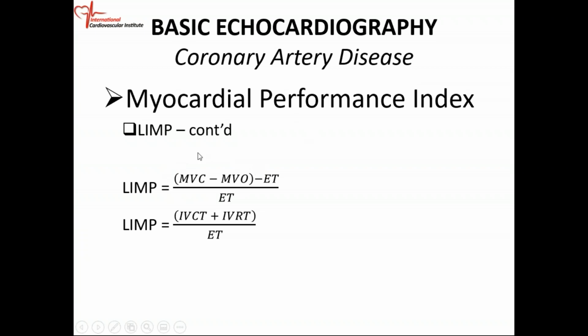So the definition for myocardial performance index, or the TI index, is mitral valve closure to the mitral valve opening. Okay, so it is that period from the mitral valve closure to the mitral valve opening, and you're going to subtract from that the ejection time, and you're going to divide that by the ejection time.